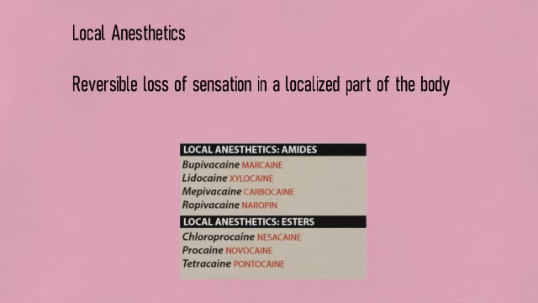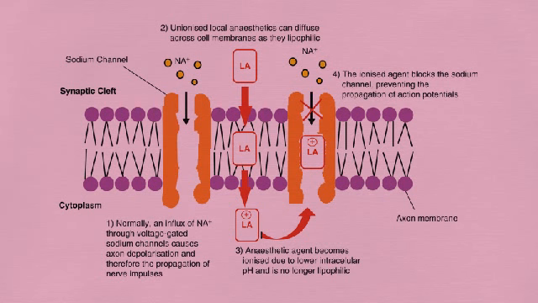When we look towards the history of local anesthetic, the first local anesthetic agent discovered was cocaine in 1884. The local anesthetic agents act on the afferent nerve fibers, or we can say the pain nerve fibers, and prevent them from transmitting pain impulses. So in this figure you can see the cell membrane of the neurons.